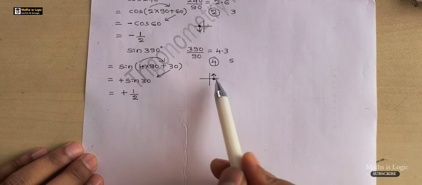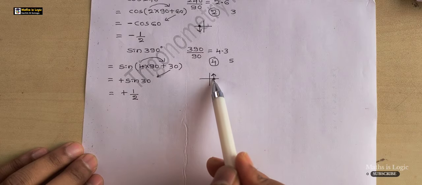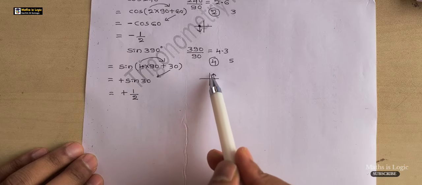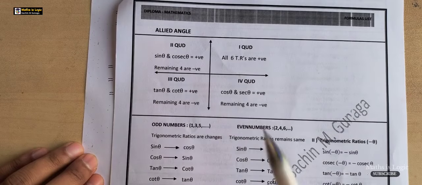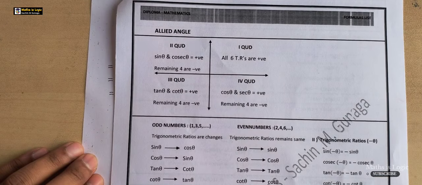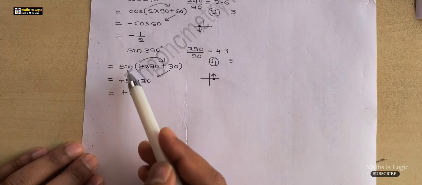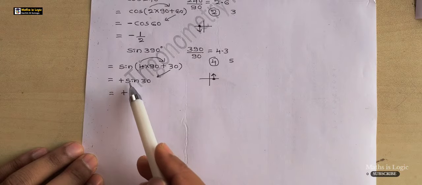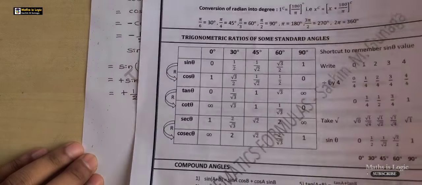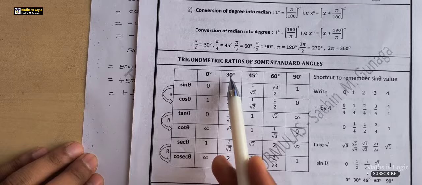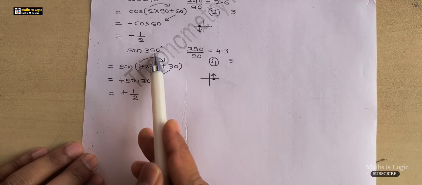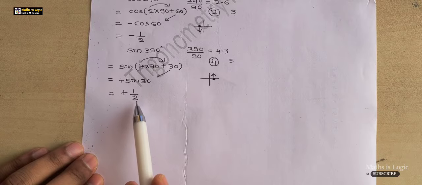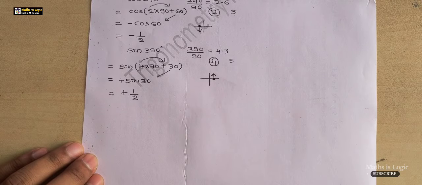Rotate. 4 plus 0, 1, 2, 3, 4. Plus means next quadrant means first quadrant. We know in the first quadrant all 6 trigonometric ratios are positive. Therefore, sine is positive in the first quadrant. Then see the table, sine 30 degree. Therefore, sine 30 degree value is 1 divided by 2. Therefore, sine 390 degree value is plus 1 divided by 2.